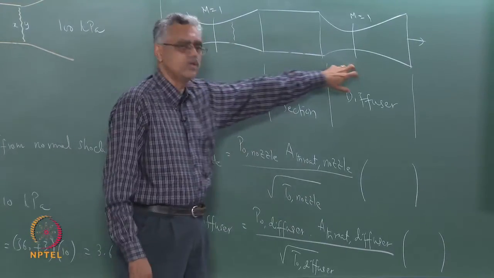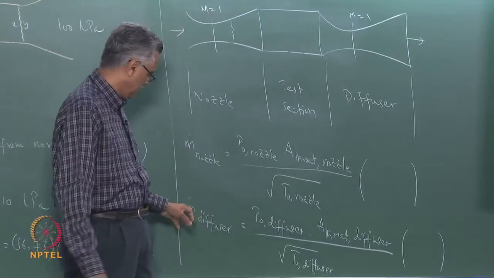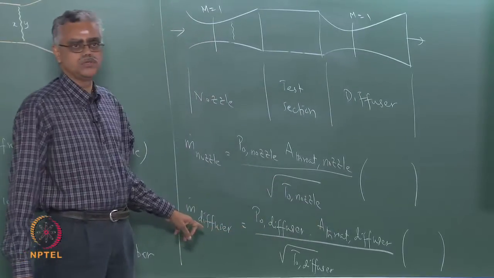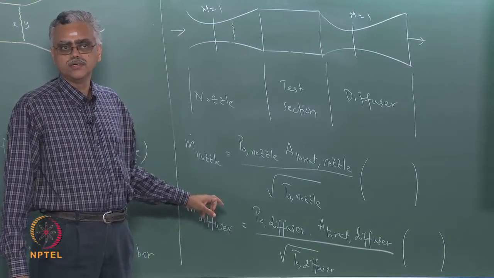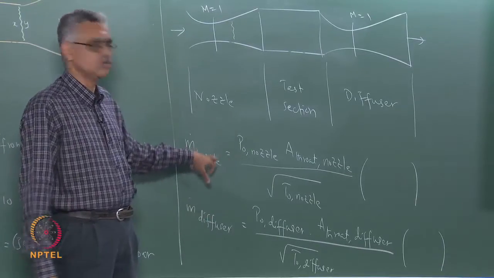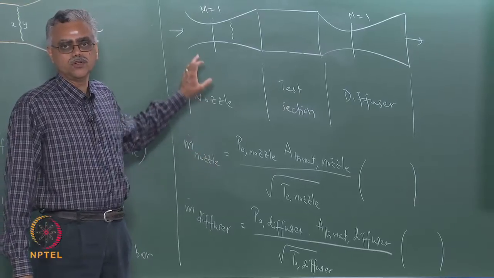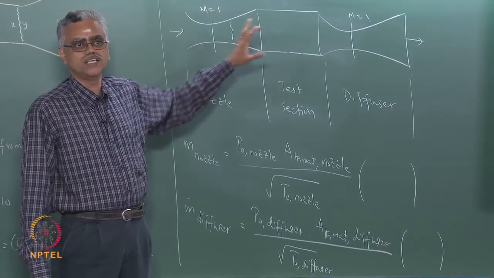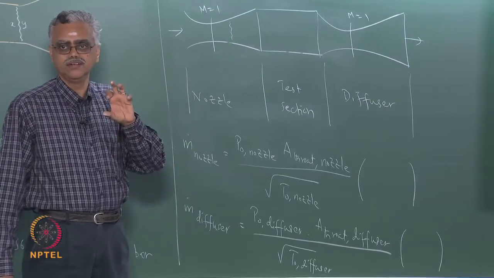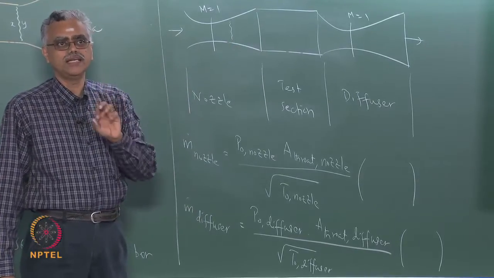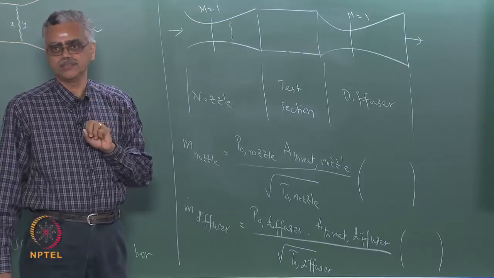and M is equal to 1 at the throat, then we can see that the diffuser is able to swallow a mass flow rate which is a little bit less than what the nozzle is providing. The nozzle may be providing, let us say 1 kg per second or 10 kg per second, but the diffuser is able to swallow only 8 kg per second or 9 kg per second. So, what happens to the remaining mass?